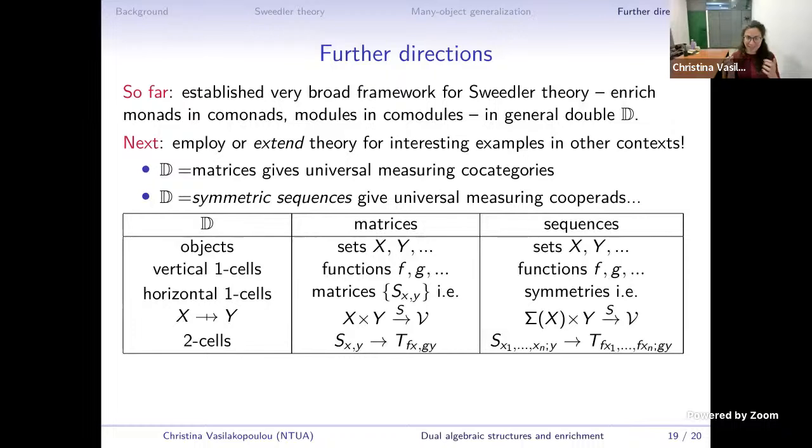So by extending, this is what I mean. I really would like to see what's going on with oplax monoidal double categories, which is a new thing, but it's a very important one, given that symmetric sequences have this structure and are not monoidal double categories.